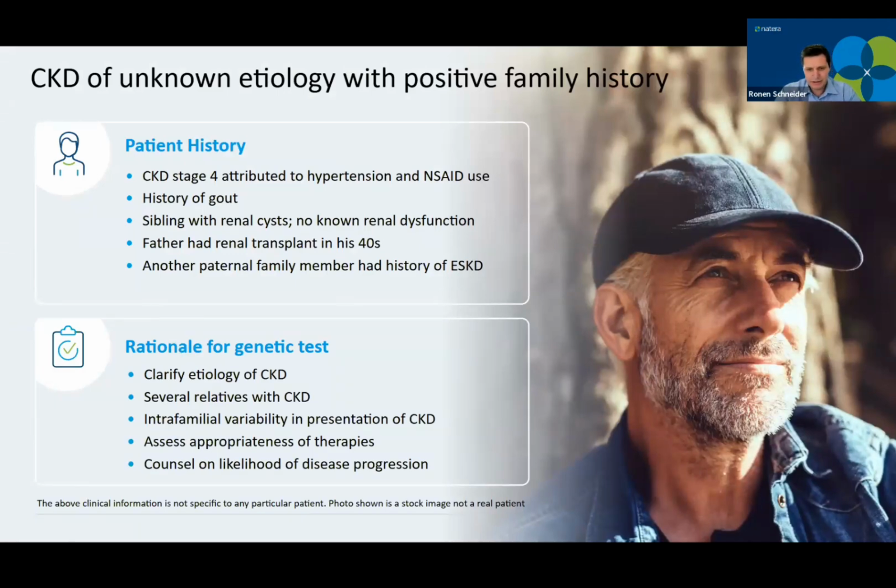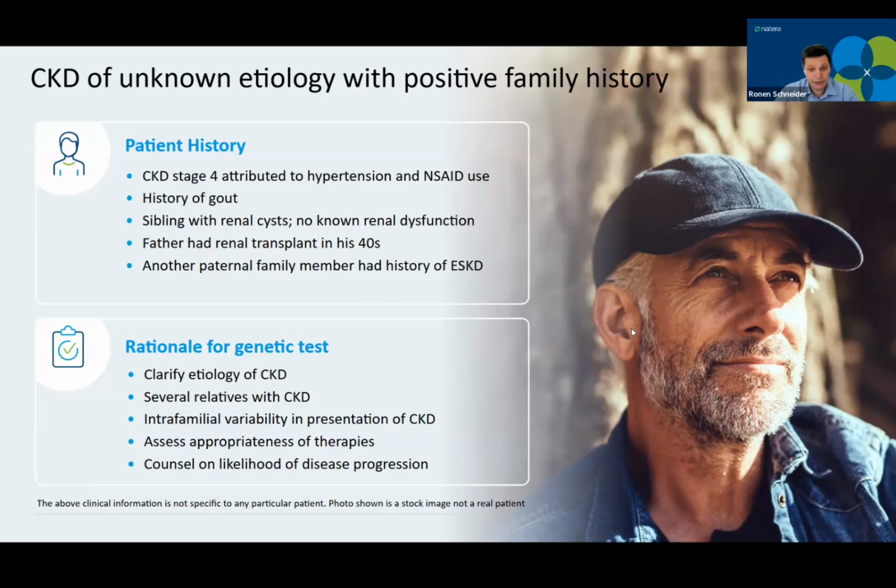So this next case is a case of CKD stage 4 in a man with hypertension and non-steroidal anti-inflammatory drug use in the past. And this CKD4 is actually attributed to these etiologies. He does have a history of gout and a sibling with renal cysts but with normal kidney function. The father did have a renal transplant in his 40s, and there's another parental-side family member with a history of end-stage kidney disease.